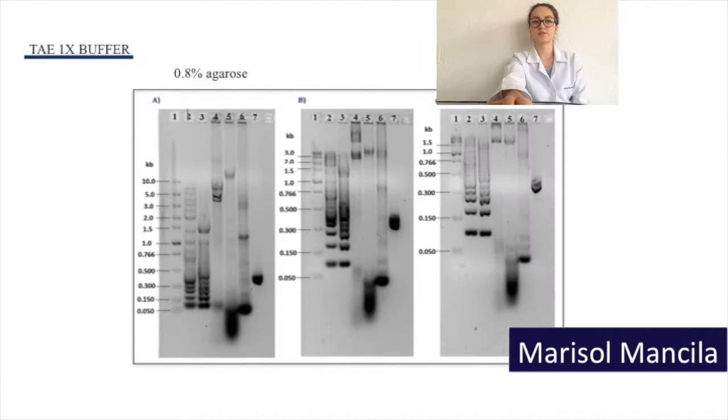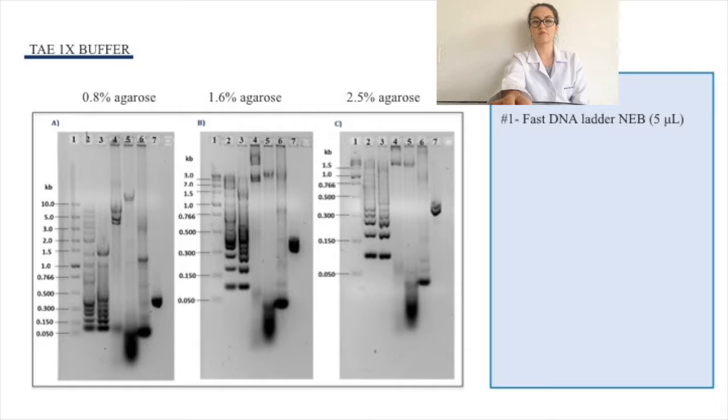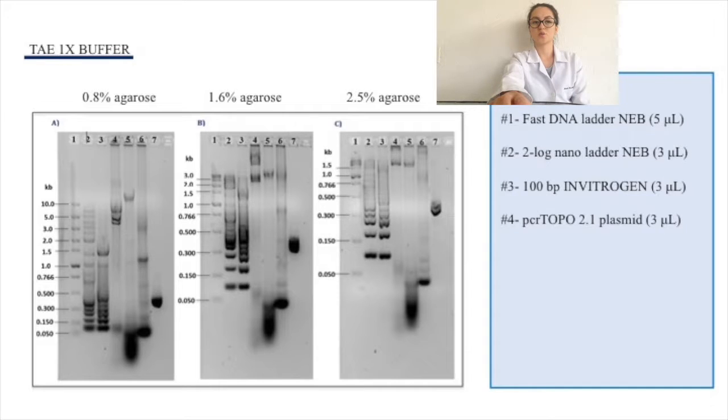The loads were as follows. Lane 1, Fast DNA ladder from New England Biolabs, 5 microliters. Lane 2, 2-log nano from New England Biolabs, 3 microliters. Lane 3, 100 base pairs ladder from Invitrogen, 3 microliters. Lane 4, PCR Topo 2.1 plasmid, 3 microliters.